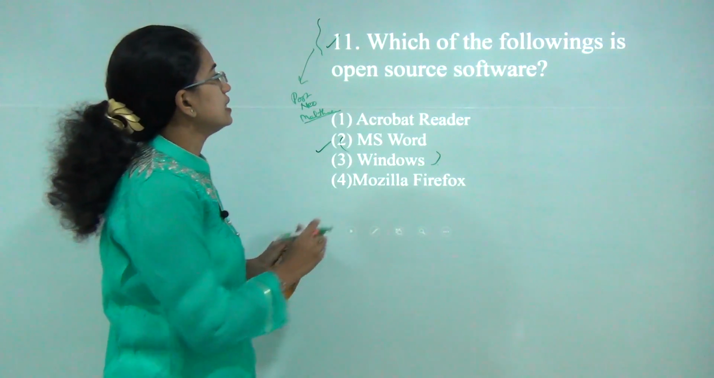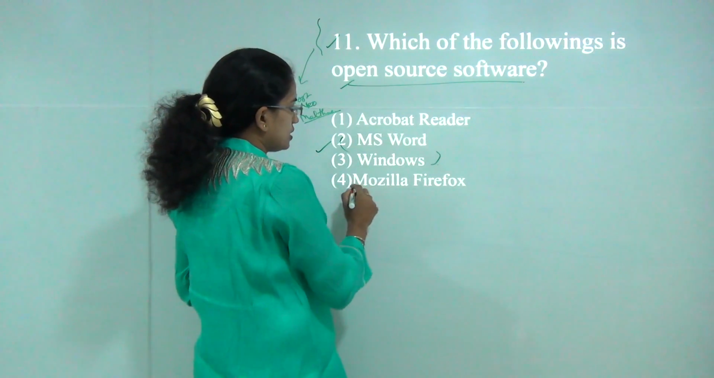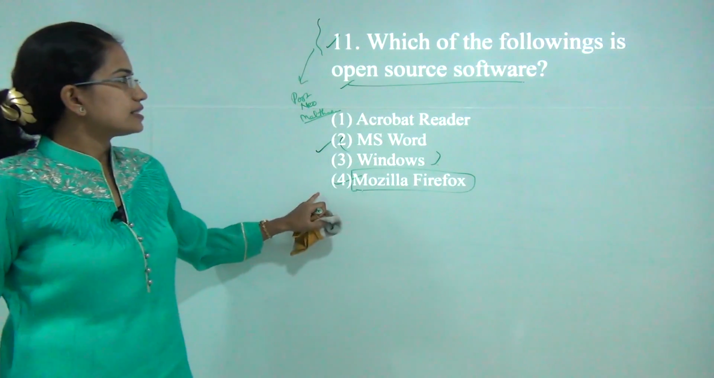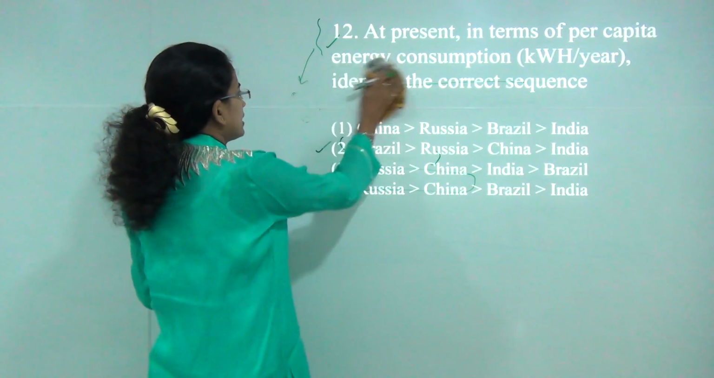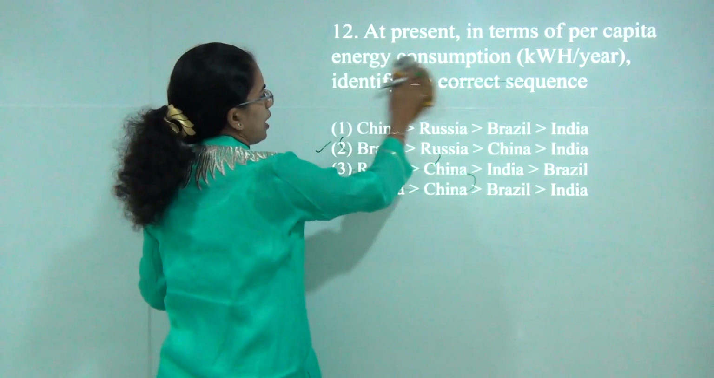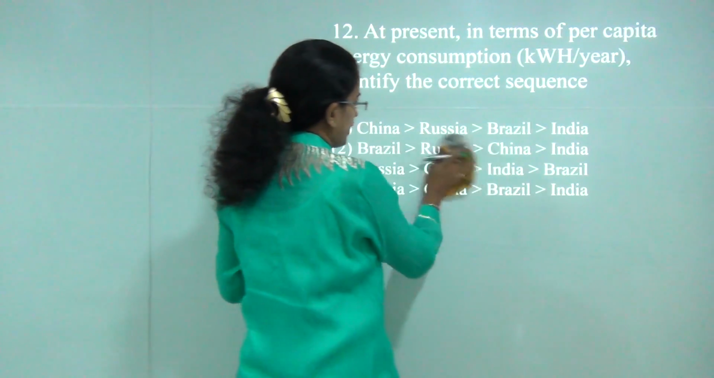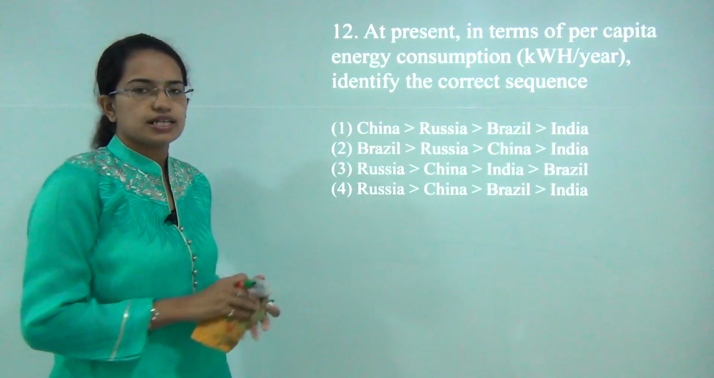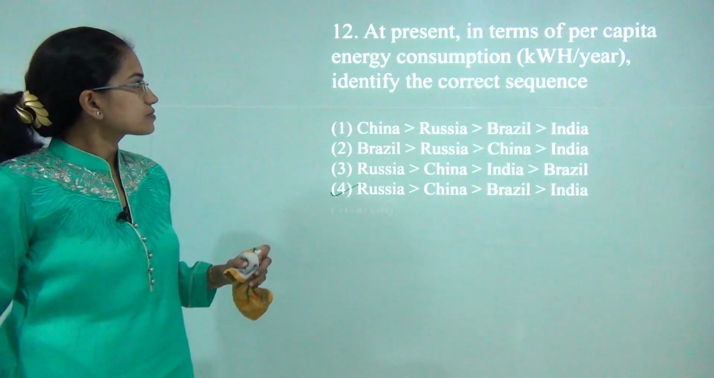The next is, which of the following is an open source software? Among all these, Mozilla Firefox is an open source software. So that is the correct answer. Now this question is again based on kind of rote learning. What you have to find is the per capita energy consumption, and you have to identify the correct sequence. So the correct sequence is Russia, China, Brazil and India. So 4th would be the correct answer here.